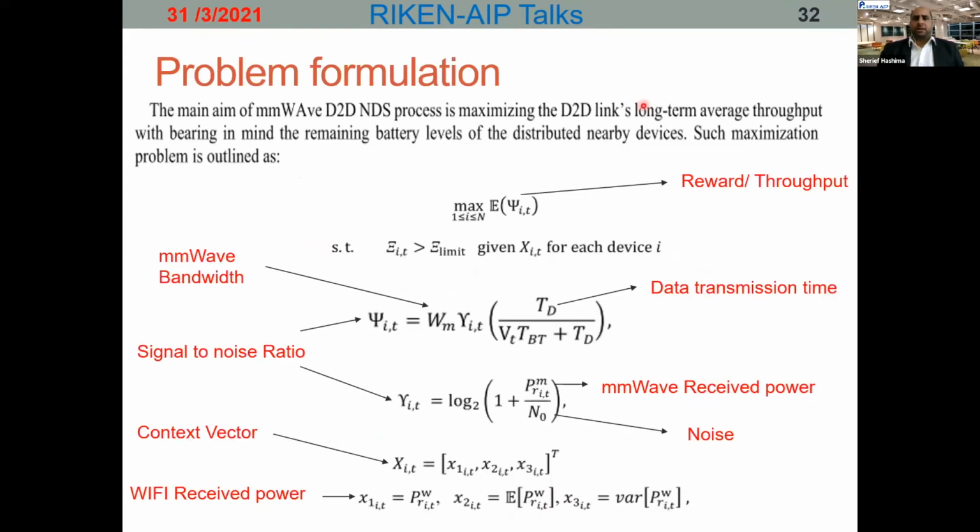The problem formulation is the same. We have to maximize over the nearby devices by selecting the best arm that gives us the highest reward, or throughput, subject to this device having remaining energy larger than the limit energy. This is the definition of the throughput, and this is the spectral efficiency, and this is the Wi-Fi information. This is the context vector, and this is the received Wi-Fi power and its mean and variance.